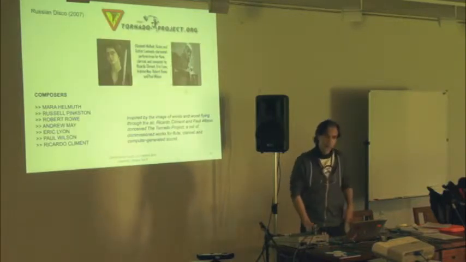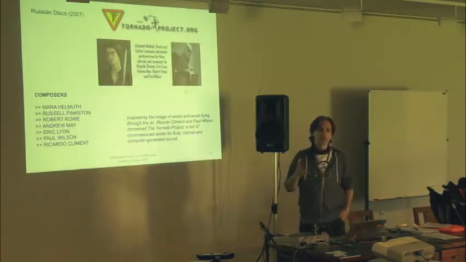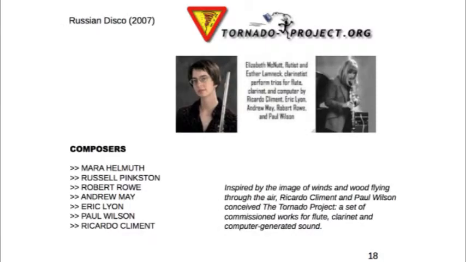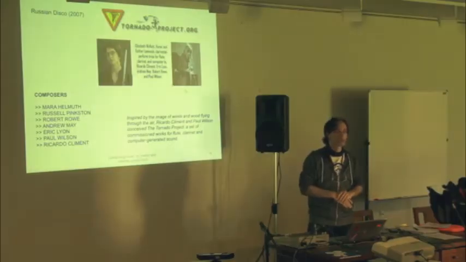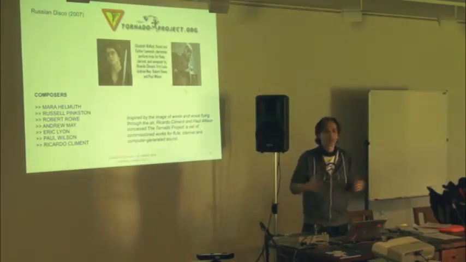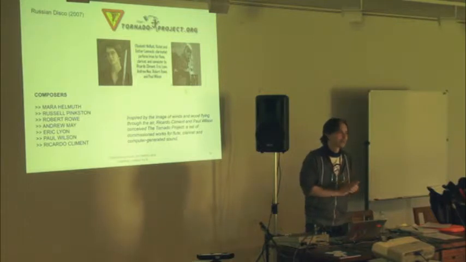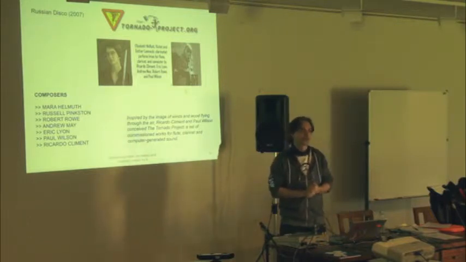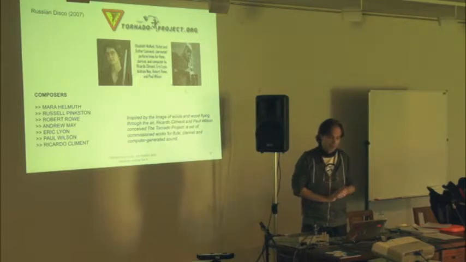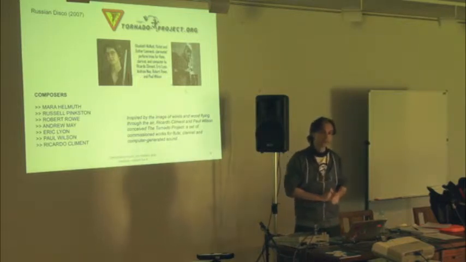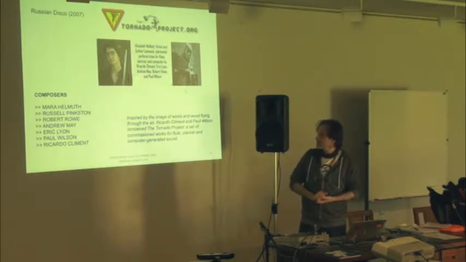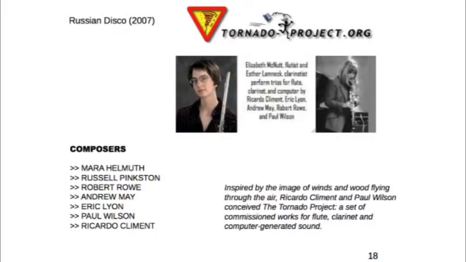So the Tornado project was a number of commissioned pieces for clarinet and flute for Esther Lanek and Elizabeth Magnot, who live in the States, but in two very different places. One lives in New York, the other one lives in North Texas. So it was a very stupid idea to try to get these two performers together because it was just too much trouble. But they just happened to like the idea. It took lots of effort, but we managed to get a bunch of composers interested in it.